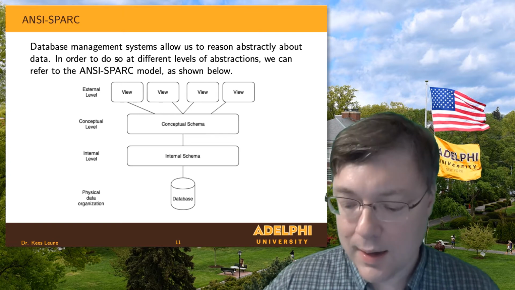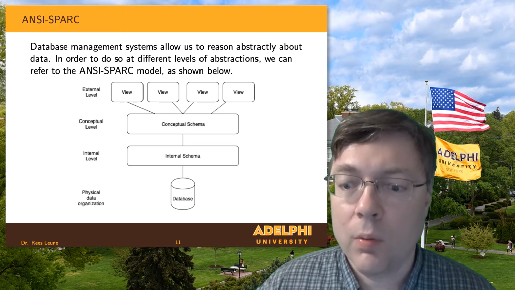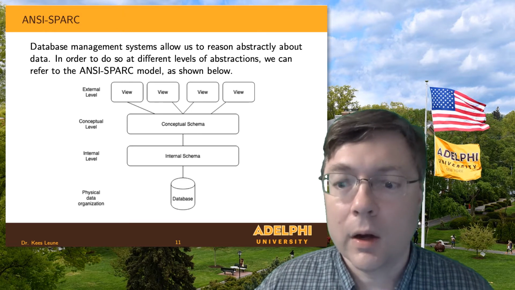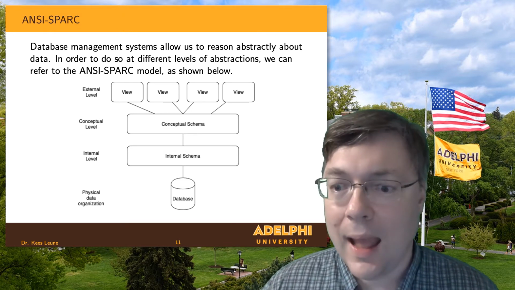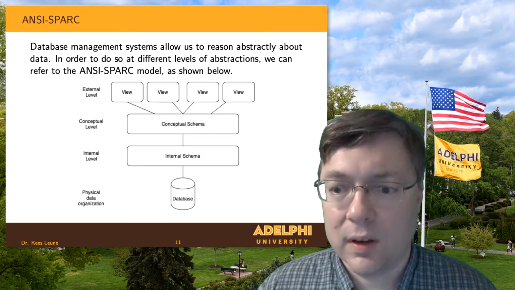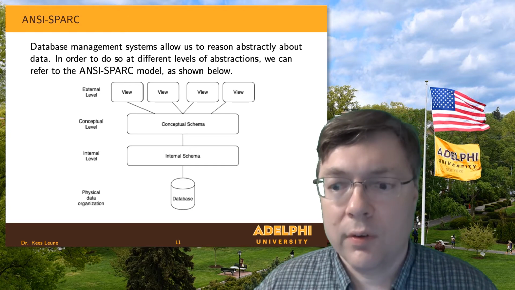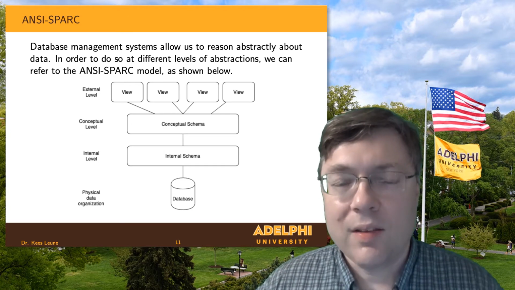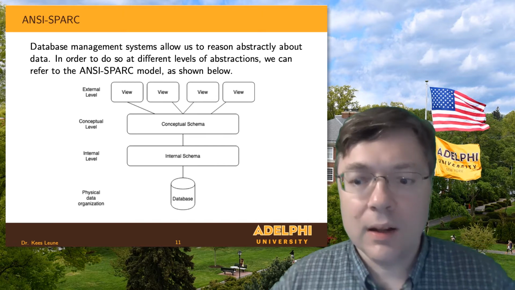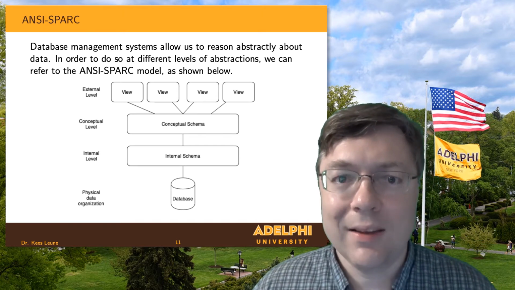As you can see in the diagram here, even though there is only one conceptual level and only one internal level, there could be many views, many external descriptions of the data. And that is by design, so that we can have different views of the data optimized for different stakeholders. That's the ANSI-SPARC model. Primarily the three top layers, the external level, the conceptual level, and the internal level.